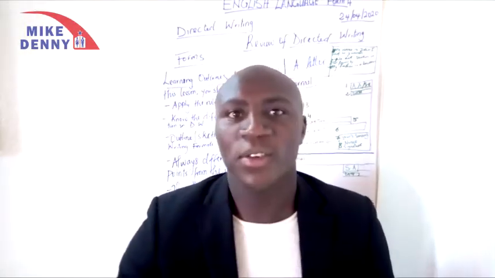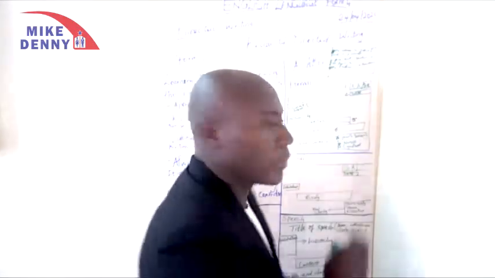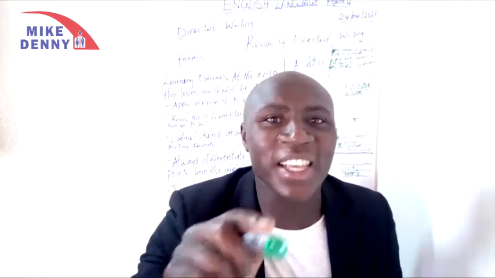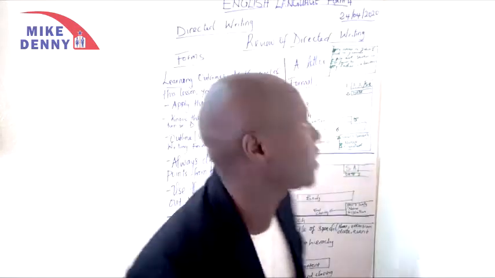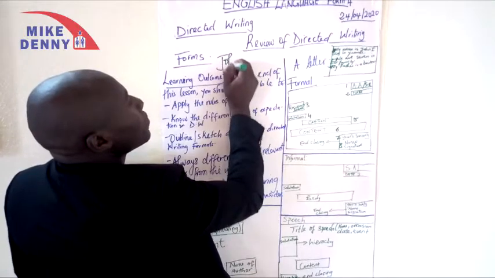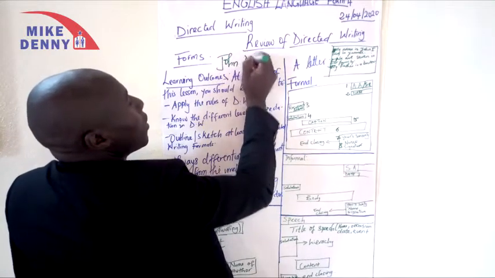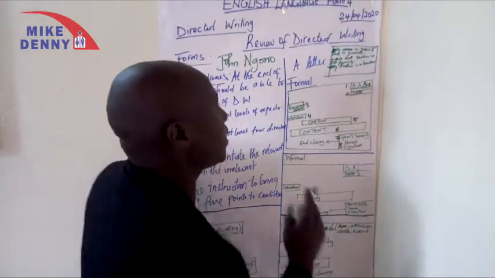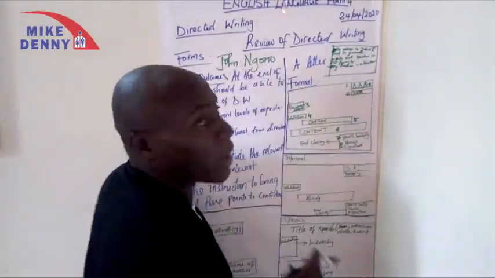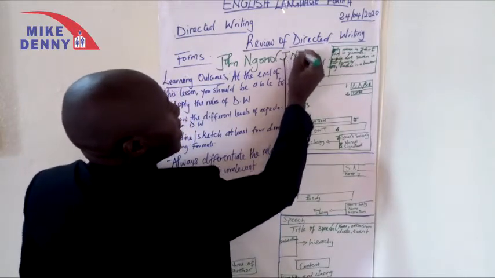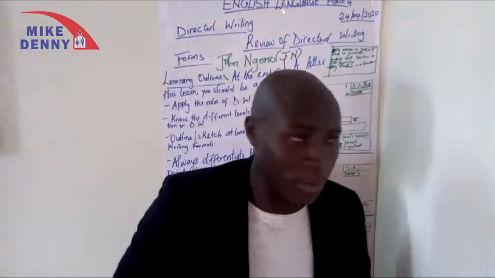Sincerely, or yours faithfully. Your name, John, and signature. The signature here is the initial of your name at the level of the GCE. So if your name is John Ngono, therefore at the level of the GCE, instead of writing John Ngono as the name given to you, you are going to write JN as the initial of your name.